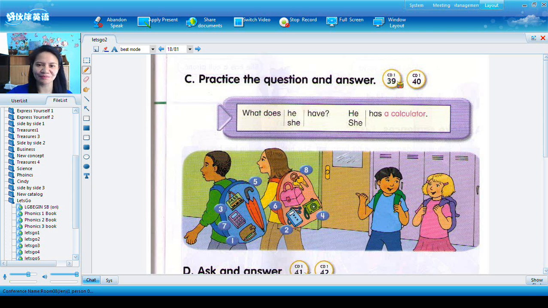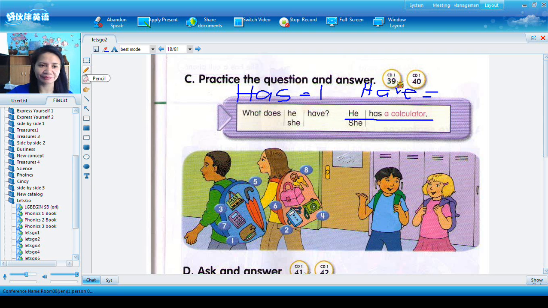As you notice here, we have the question, what does he have? And the answer, he has a calculator. We use the word has if it means only one, and we use the word have, which means two or more. But as you can see here, he refers to only one, and she also refers to only one. But why do we use the word have?